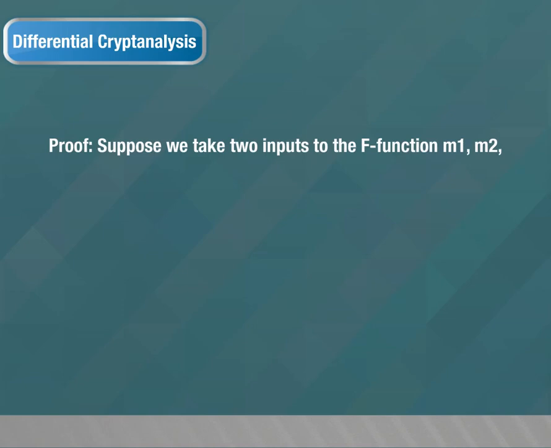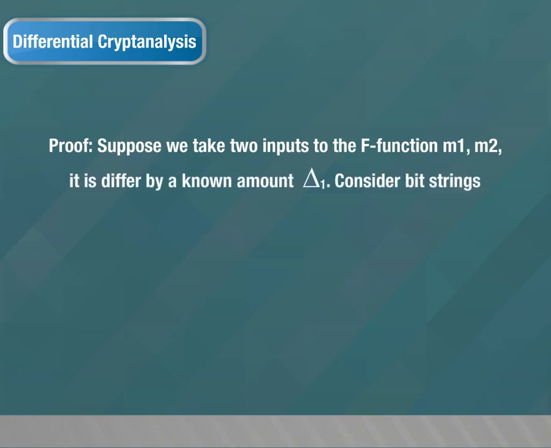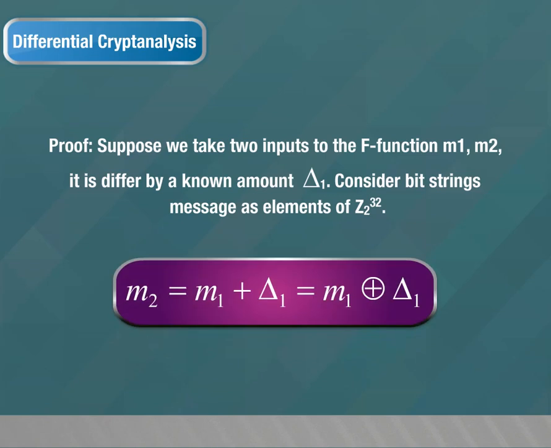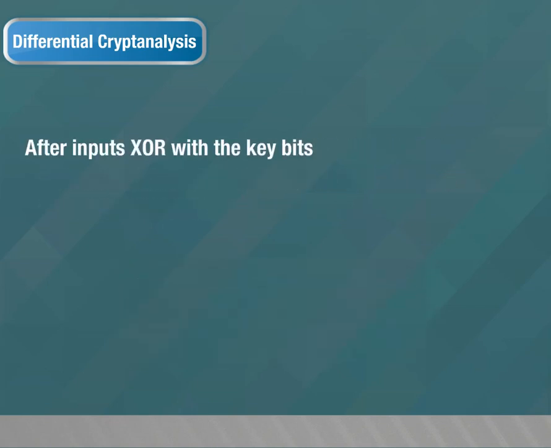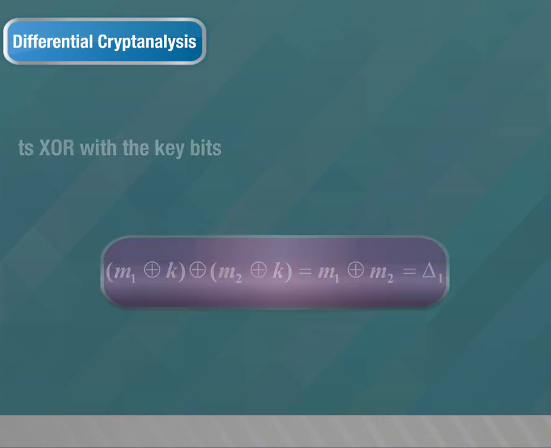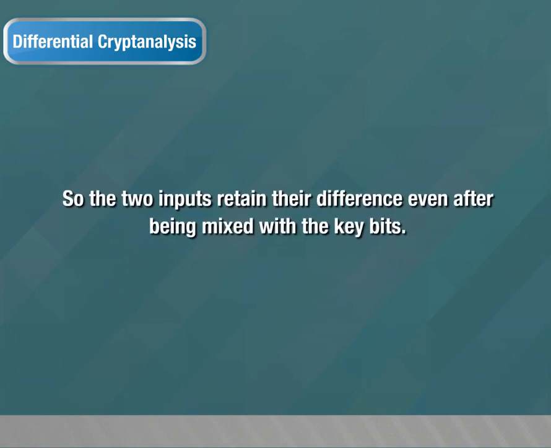Proof. Suppose we take two inputs to the F function, M1 and M2. They differ by a known amount delta 1. Consider bit strings as elements of Z2 to the power 32. M2 is equal to M1 plus delta 1, which is M1 XOR delta 1. After the inputs are XORed with the key bits, M1 XOR K XOR M2 XOR K is equal to M1 XOR M2, which is delta 1. So the two inputs retain their difference even after being mixed with the key bits.